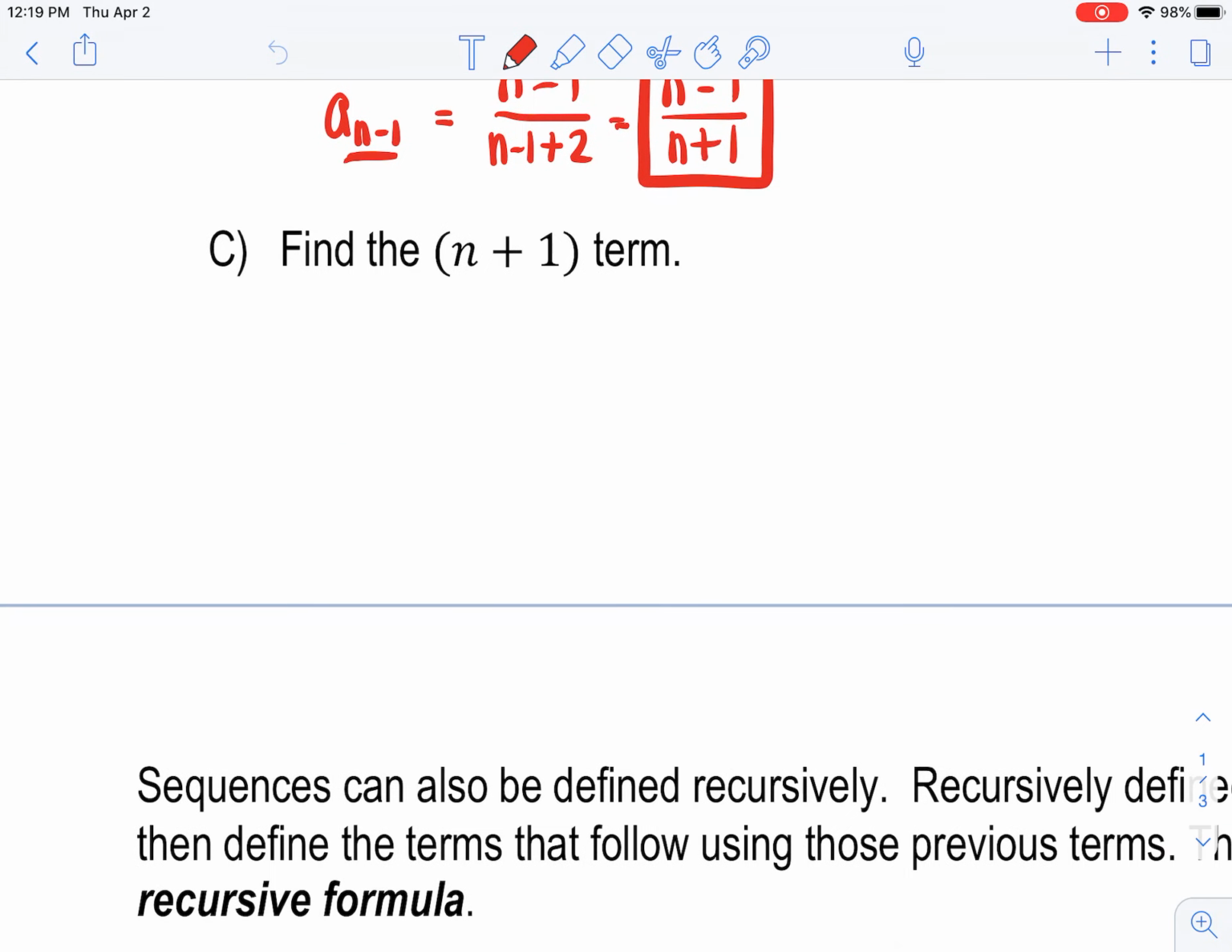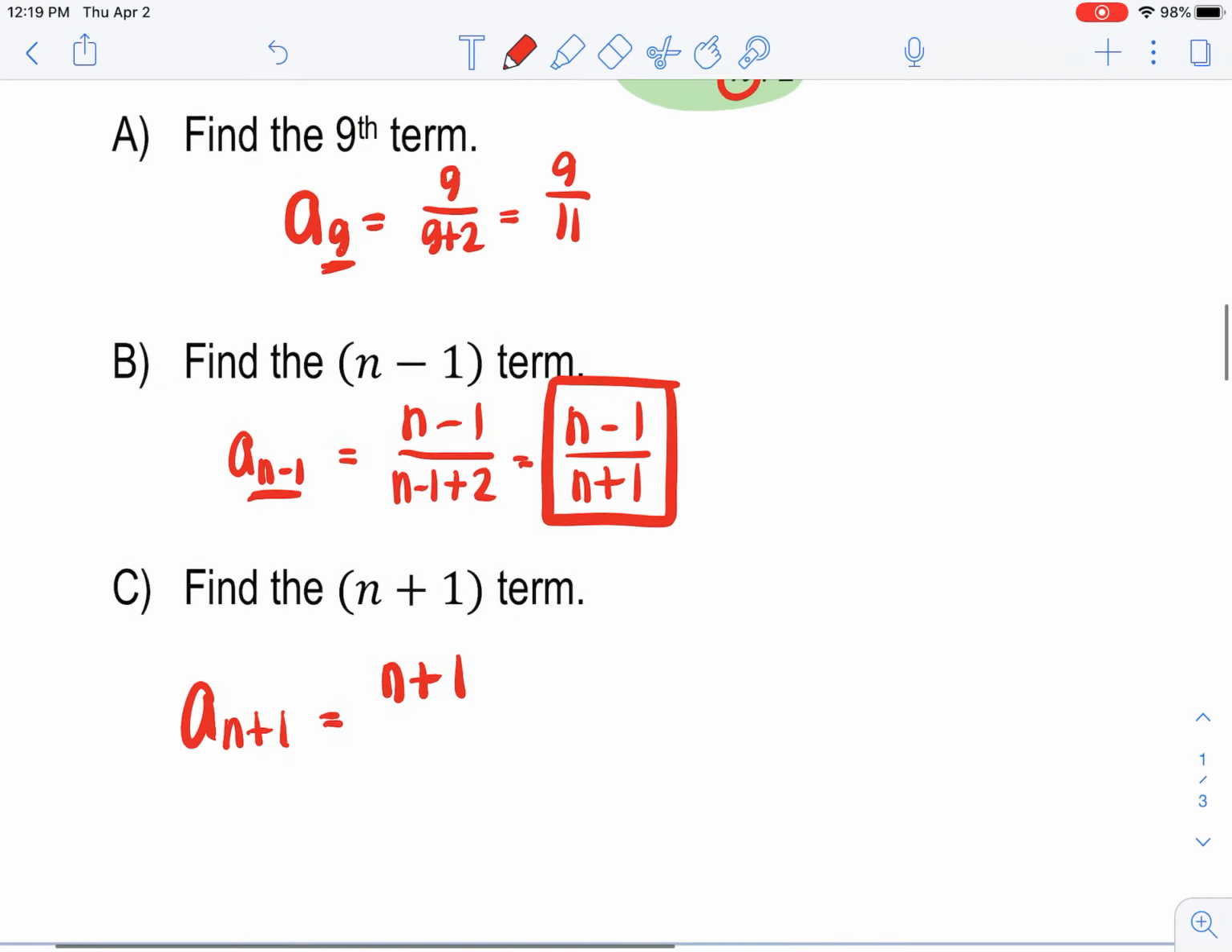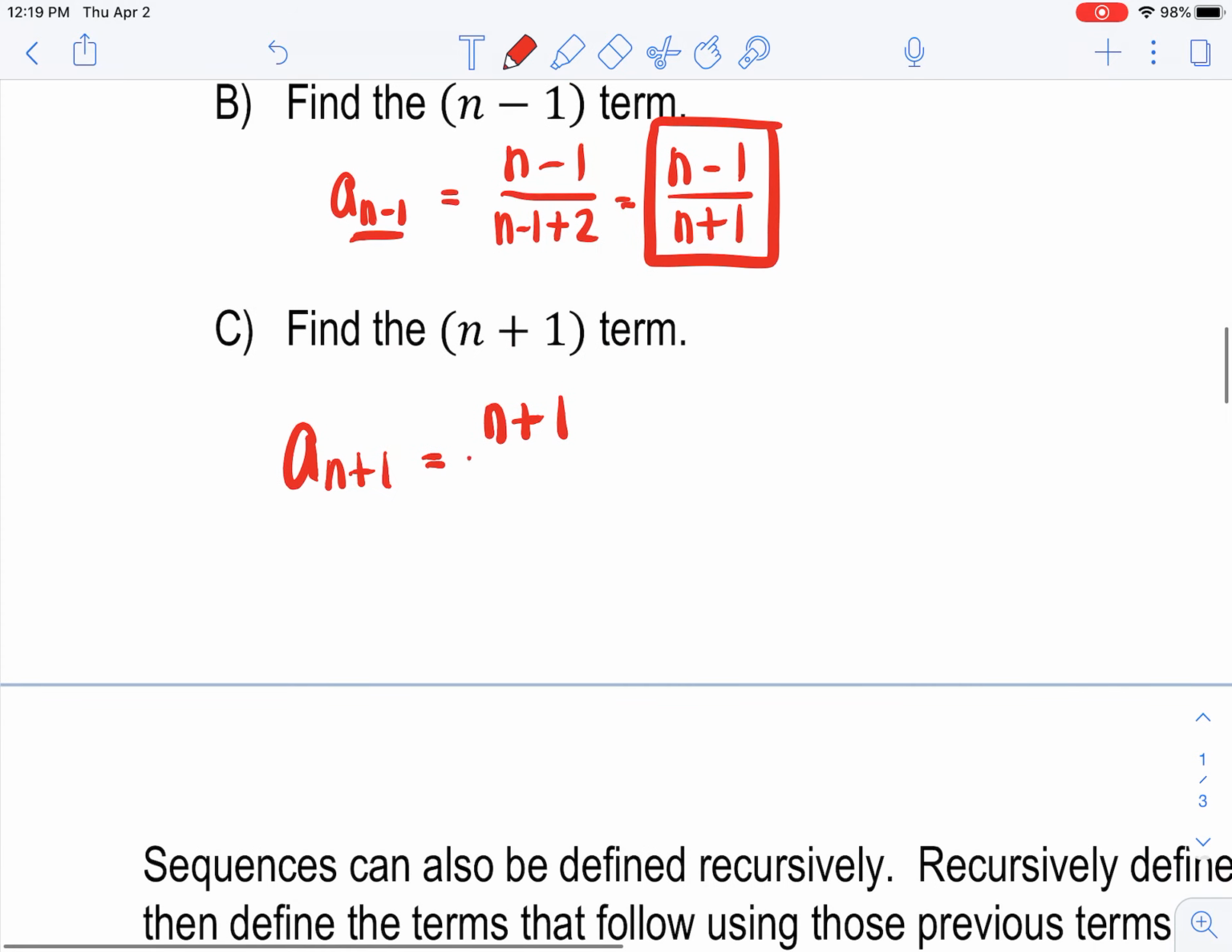You're going to plug in n plus 1, so a sub n plus 1. Plug in n plus 1 into the numerator, and then n plus 1 plus 2. So that becomes n plus 1 over n plus 3.